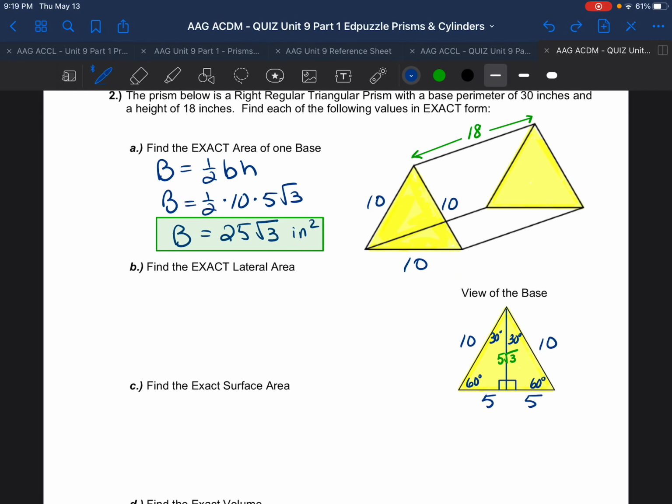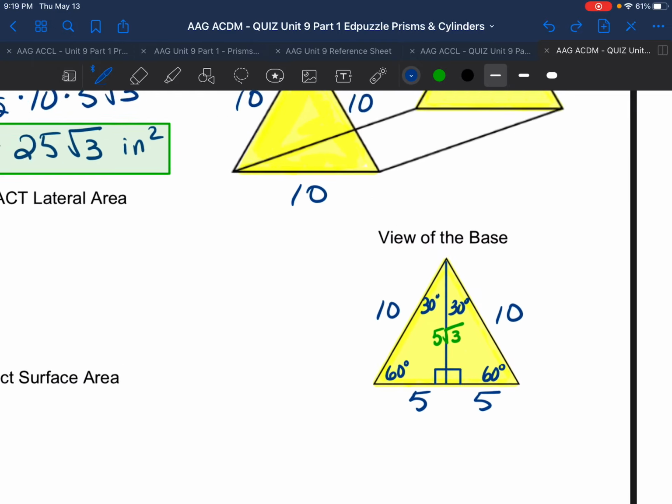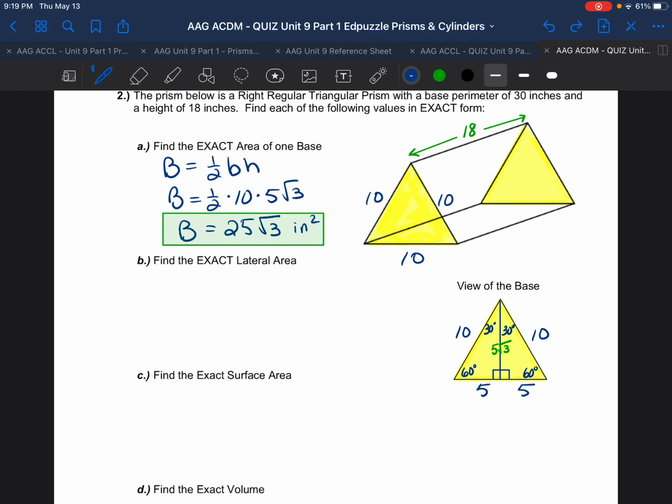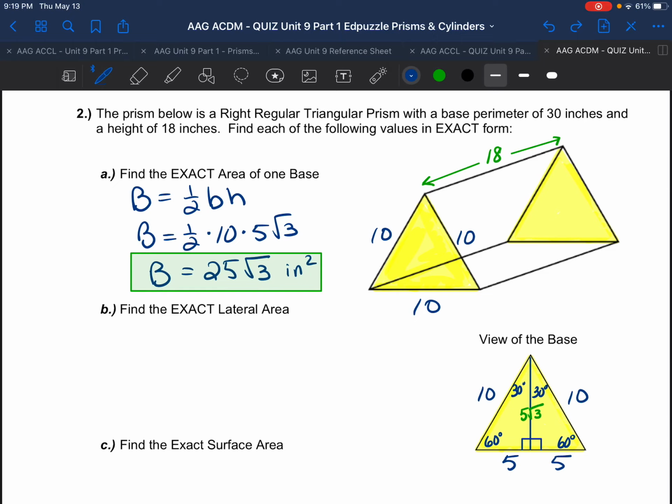Okay, take a look at the view of the base, right? So this is a 30, 60, 90 set of triangles. Let me just zoom in real quick. The side lengths are each 10. However, when you draw your height, the bottom is going to be split in half, 5 and 5. And then your height, using the 30, 60, 90 special right triangle rules, will be 5 radical 3. So the answer for part A is going to be 25 radical 3 inches squared.